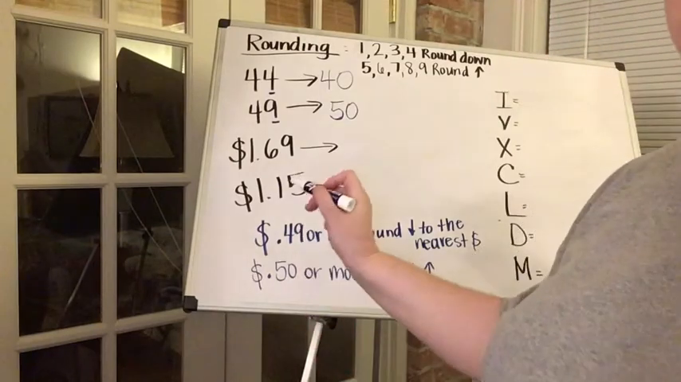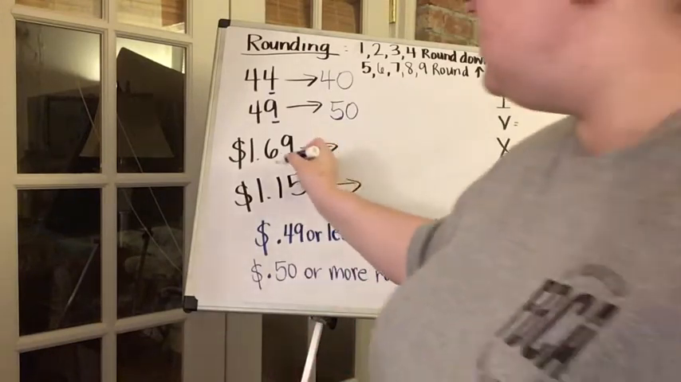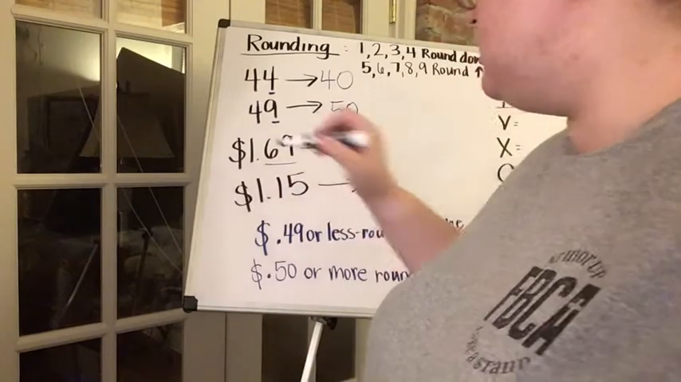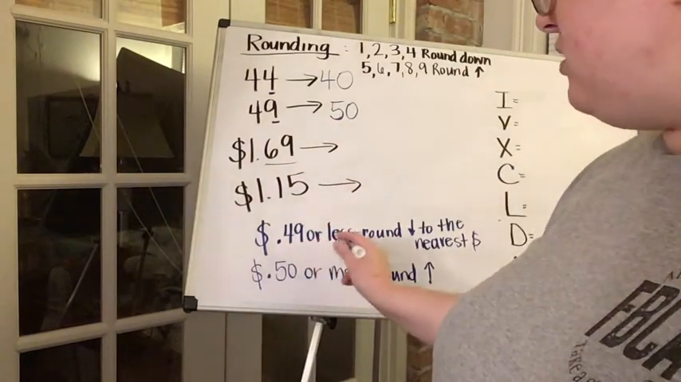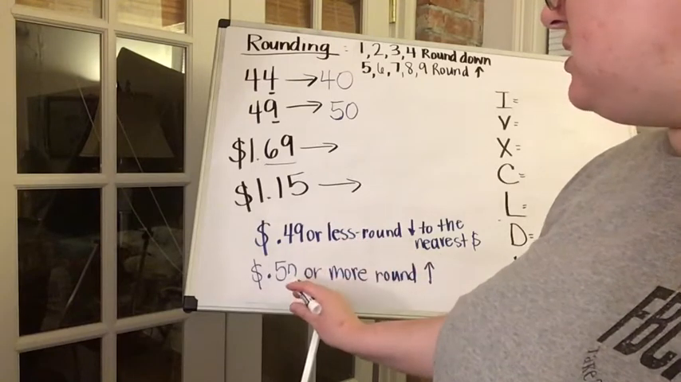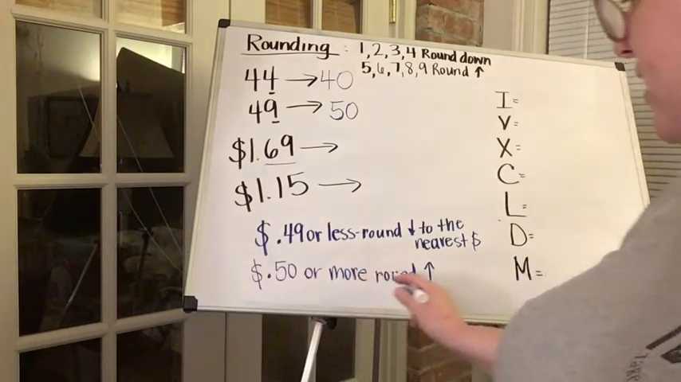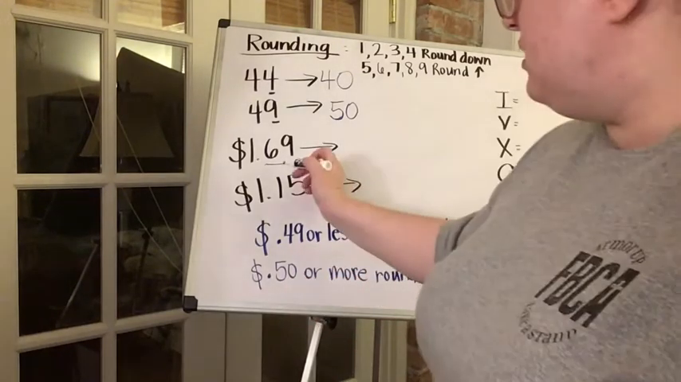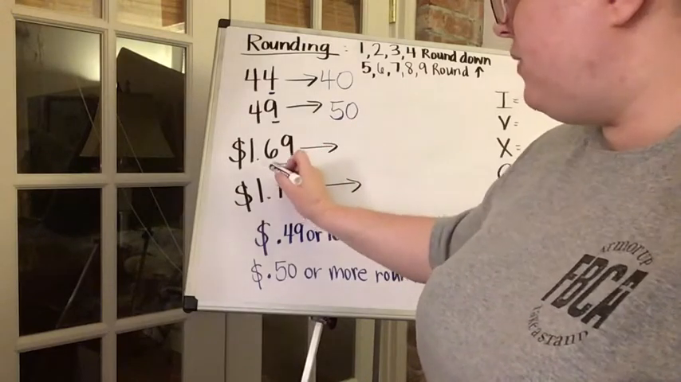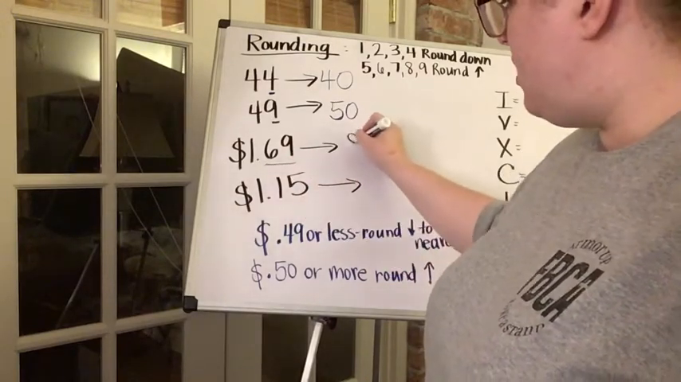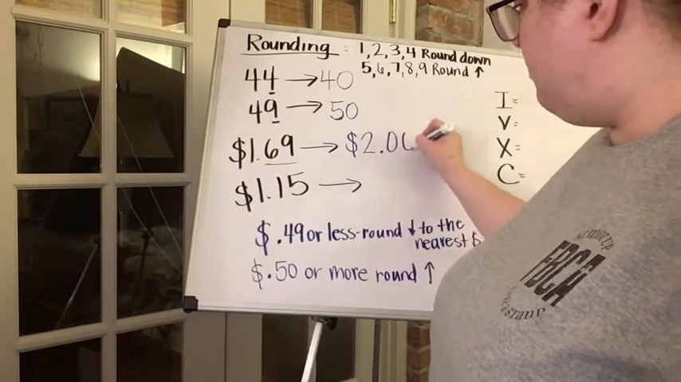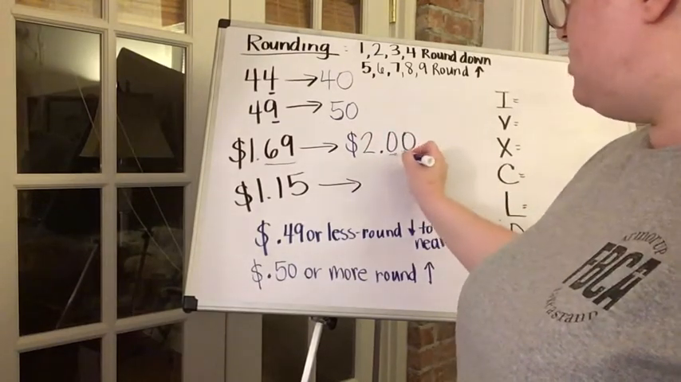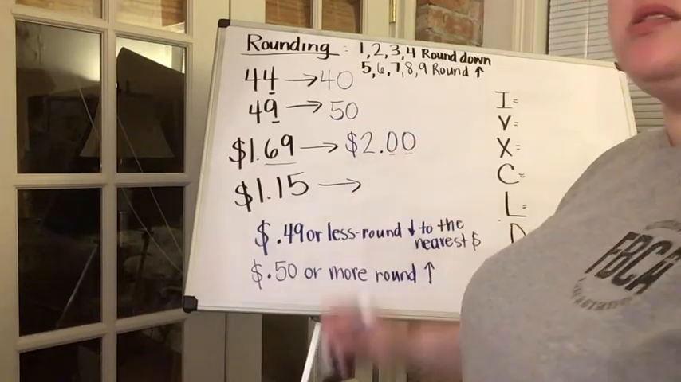So we're going to look at this. This is $1.69. So we're going to look at the cents. 69. Is that 49 or less? No, 69 is more than 50. So we're going to round up to the nearest dollar. So this would not round to $1. It's going to round up to $2. And don't forget, when you write money, you have to have 2 digits behind the decimal.